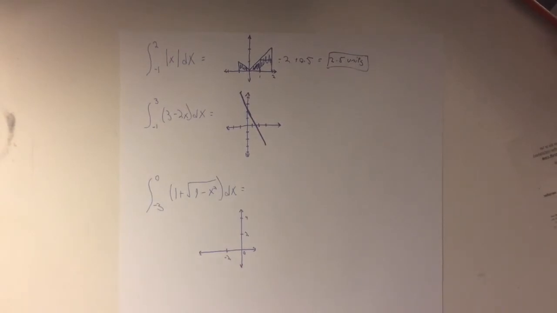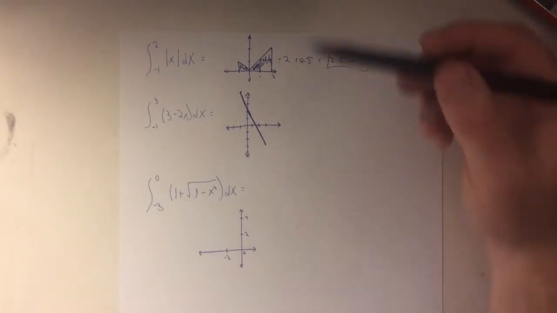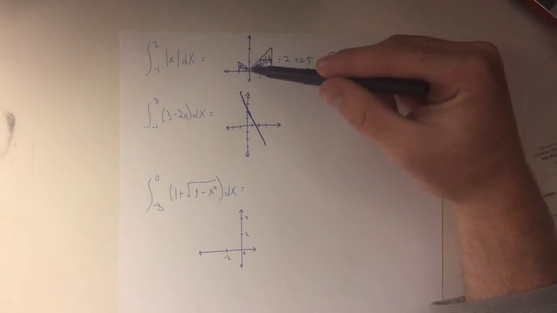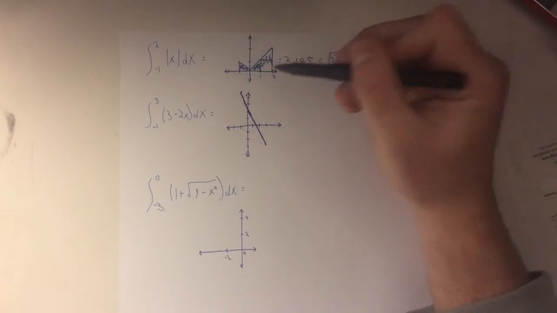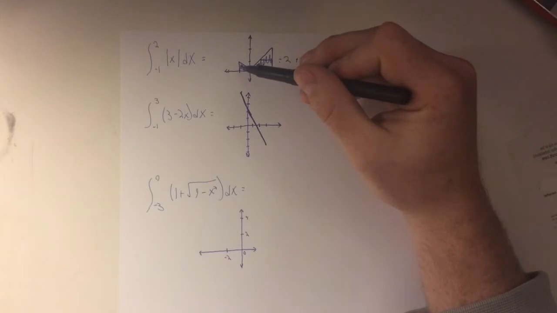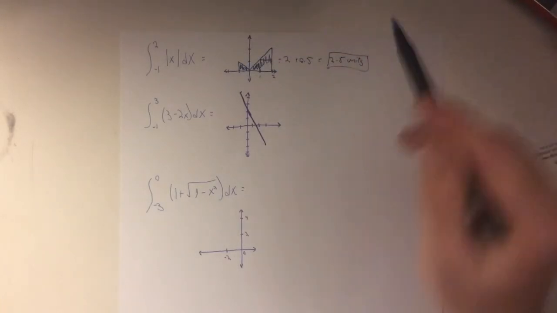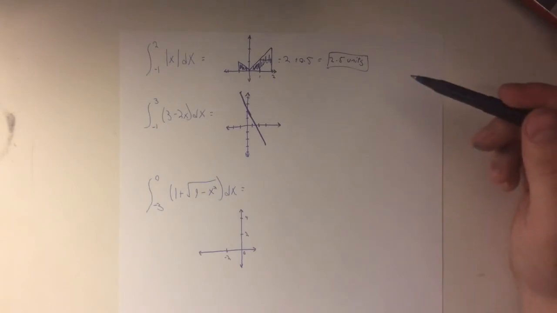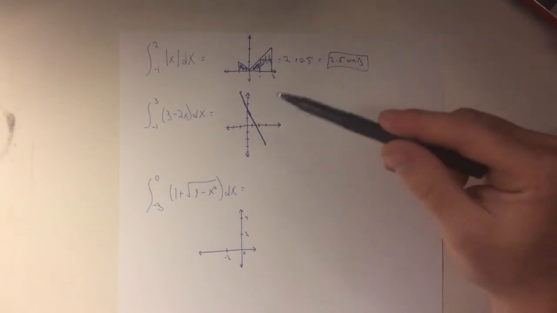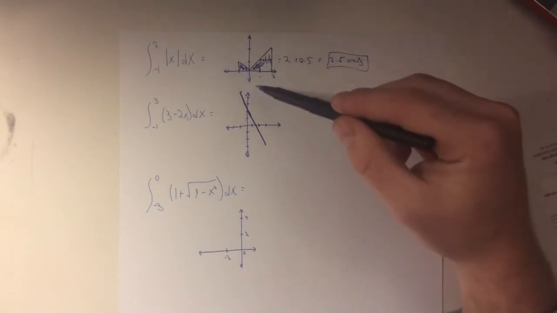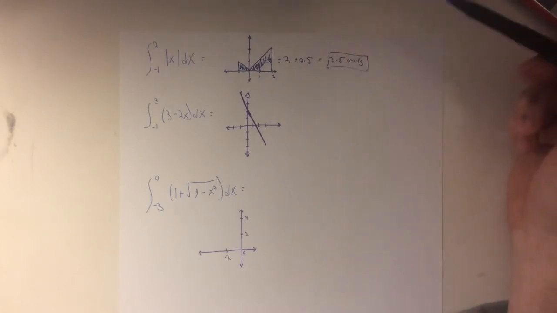A common mistake is that some people think that because this little part of the area is in the negative x values, that the area is negative, and you have to subtract it from this, but that's false. The only time you're going to have to subtract areas is if it is below the x-axis, which we'll see in the next problem.